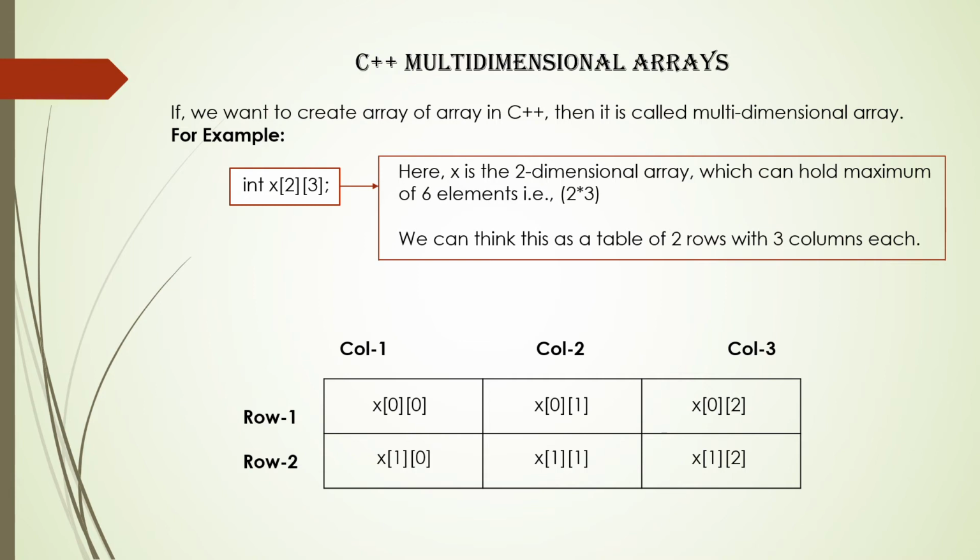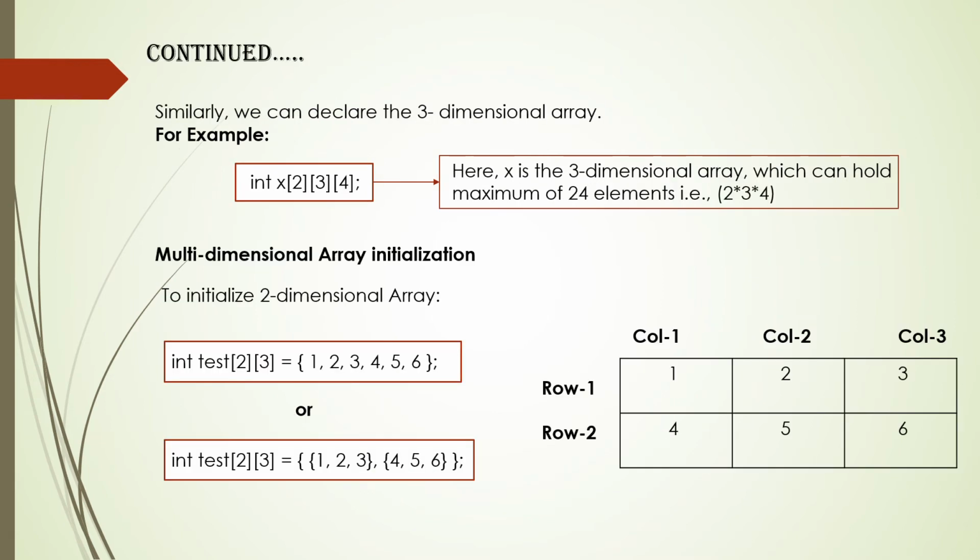It depicts that this array can hold a maximum of 6 elements, that is 2 into 3, number of rows into number of columns. See the diagrammatic view. I think now you can draw a clear picture of the representation of this array. See, there are 3 columns and 2 rows. Similarly, we can create a 3-dimensional array. In this, you have to give 3 values while initializing the array. See, I have given 3 values, that is 2, 3 and 4. So it can hold a maximum of 24 elements, that is 2 into 3 into 4.